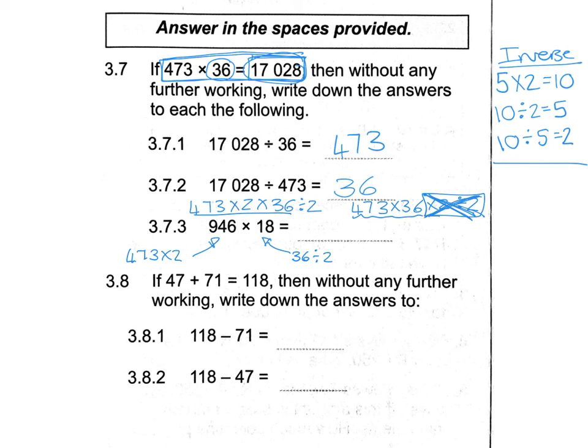So when I'm looking for my answer now, I realize, well, if I'm doubling the one and halving the other one, those two things cancel each other out, and so I will end up with exactly the same answer, 17028. Cool, hey?